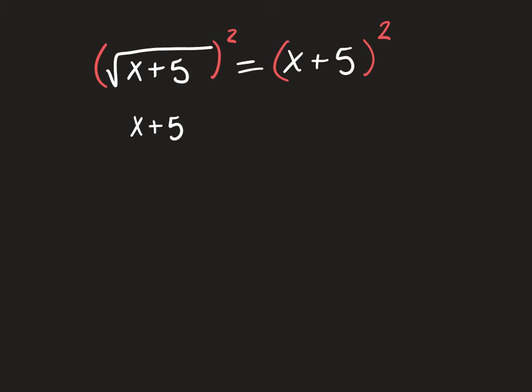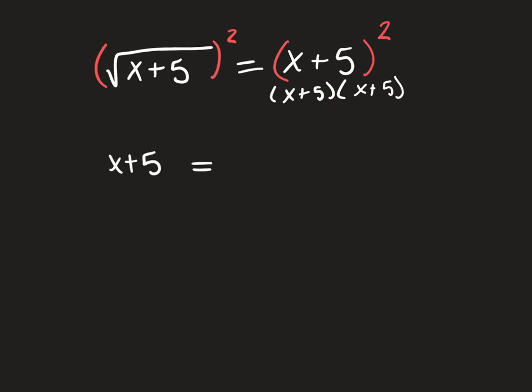FOIL it, right? So if you think that means we're doing x plus 5 times x plus 5. That's what squaring something means. So we're going to basically do x plus 5 times x plus 5. Those two things mean the same thing. So I'm going to move this down so I have a little bit of room. So we're going to FOIL.